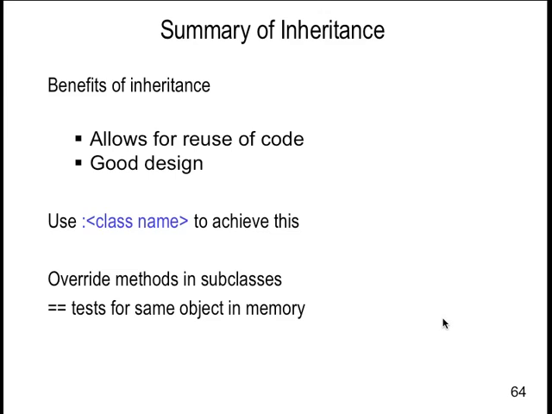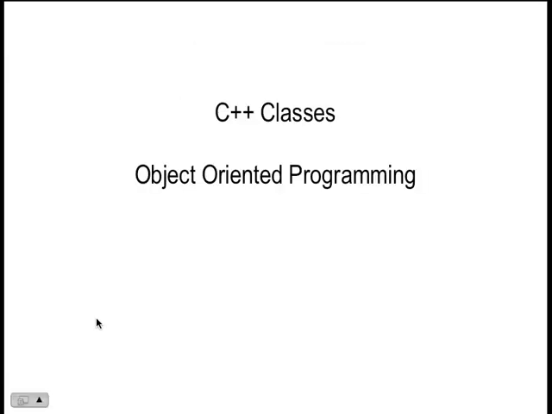So, a summary of the inheritance concept: the benefit of inheritance is that it allows us to reuse code, which is good design. Use the class name to achieve this. Override the methods in the superclass, in the subclass, and then test the same object in memory, in terms of inequality or equality.